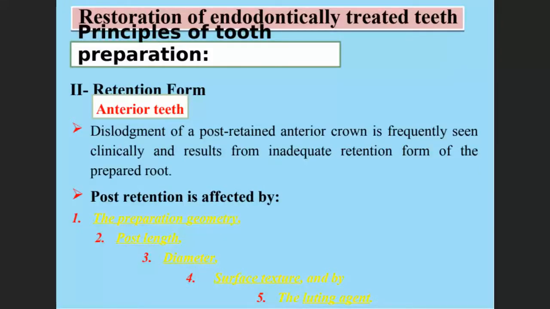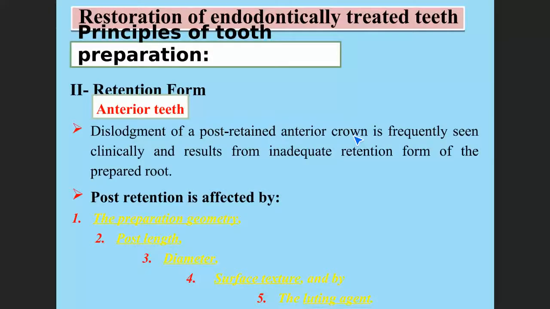The second principle is the retention form. In anterior teeth, the dislodgement of post-retained anterior crowns is frequently seen clinically because of inadequate retention of the prepared root for the post. The post retention is affected by the preparation geometry, the post length, diameter, surface texture, and luting cement.